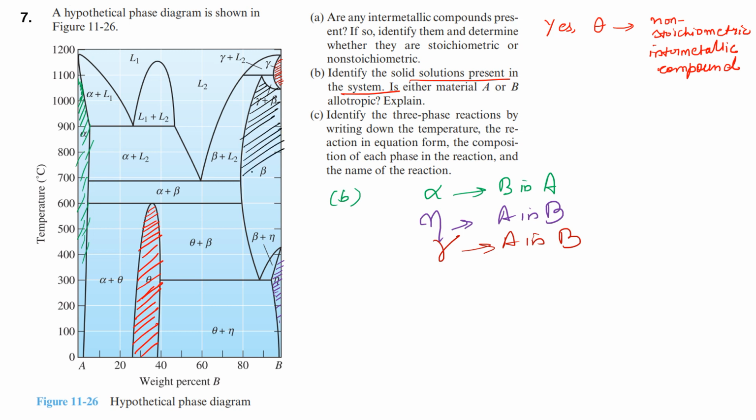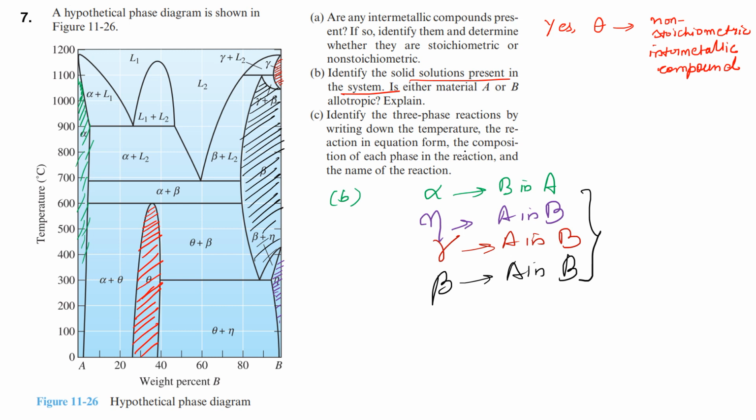This is also A and B. So you see, for A and B we have 3 possible solid solutions depending on the temperature, right? And for A in B, for B in A we have only one, that is alpha, which is ranging throughout the entire temperature range. Okay.